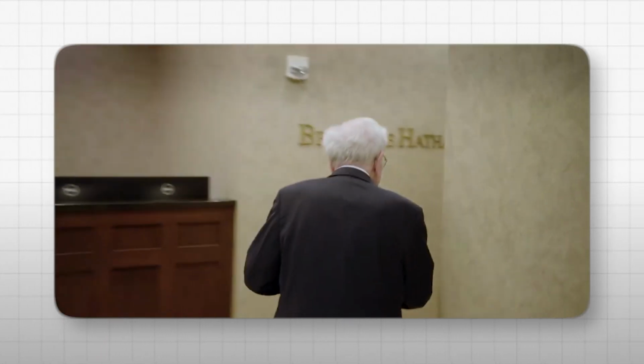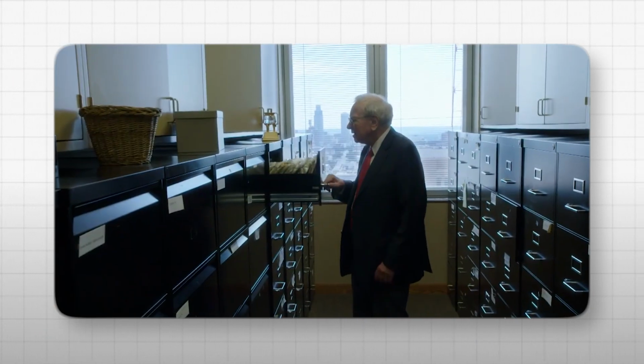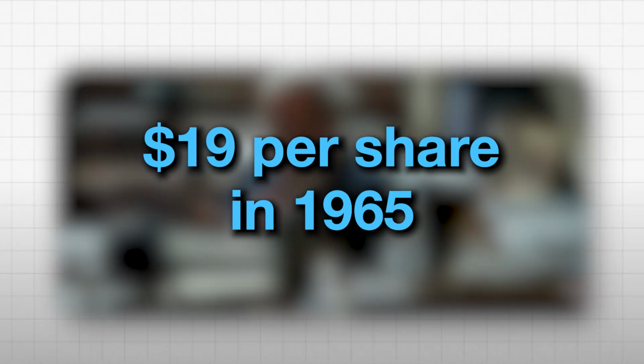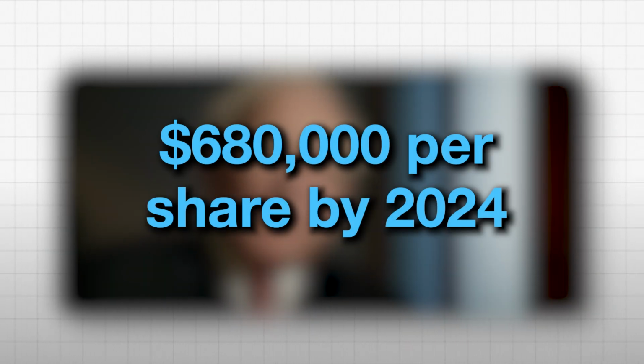And topping them all is his own company, Berkshire Hathaway, with an impressive 23% growth, increasing its value from $19 per share in 1965 to $680,000 by 2024. Retained earnings are crucial for growth. If they aren't increasing, the company's net worth isn't growing. And growing retained earnings means reinvesting in the business and growing long-term wealth.